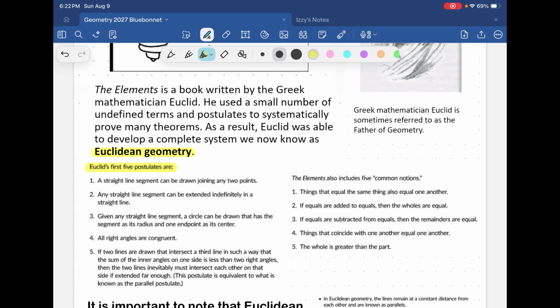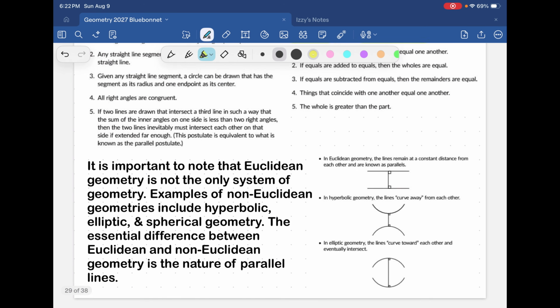He also had the Elements, which includes the 5 common notions. So things that equal the same thing also equal one another. If equals are added to equals, then the wholes are equal. If equals are subtracted from equals, then the remainders are equal. Things that coincide with one another equal one another, and the whole is greater than the part.